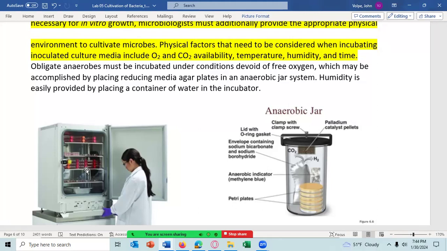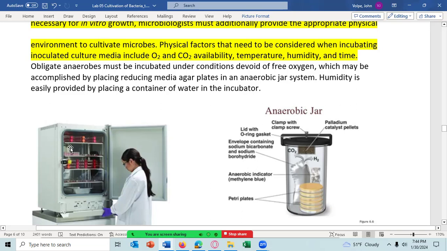So incubators heat, they always heat, and they usually also humidify the air. By humidifying the air, you can keep your culture alive longer than if you did not humidify the air. Any question about any of that?